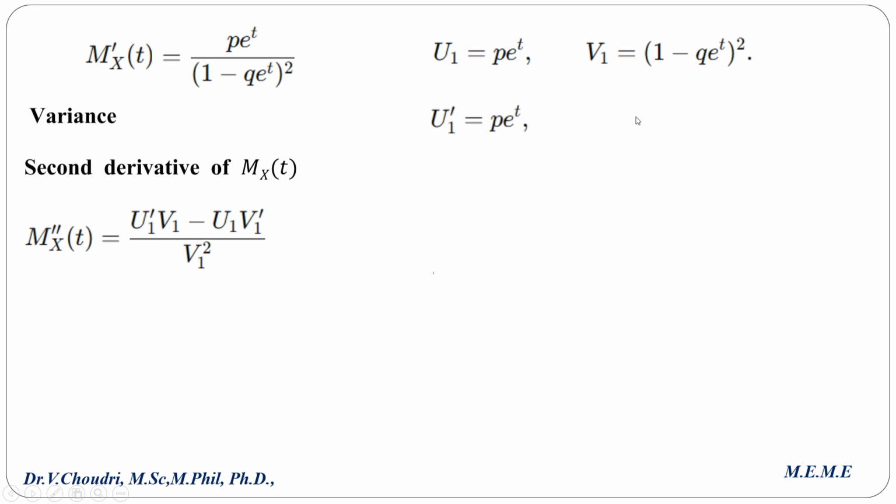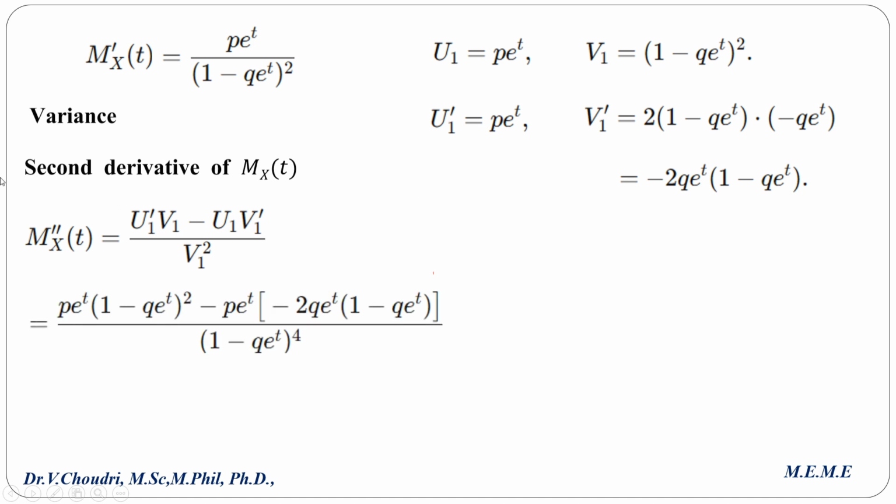So u1 dash value is p into e power t. E power t differentiation, e power t only. For v1 differentiation, first we differentiate the square: 2 into (1 minus q into e power t). Then we differentiate the inside of the bracket: 0 minus q into e power t. So we are going to substitute in this Mx double dash of t: (u1 dash v1 minus u1 v1 dash) divided by v1 square. After substituting this one, I have found p e power t.